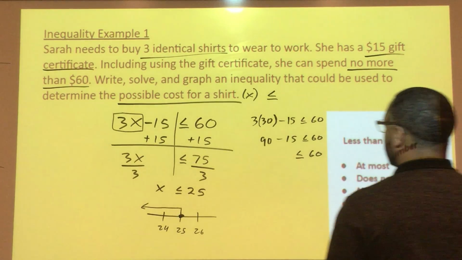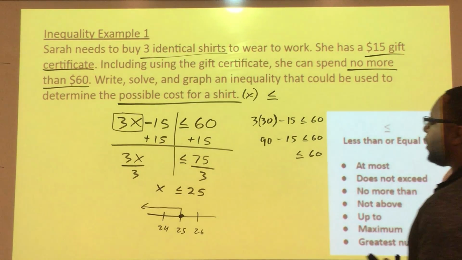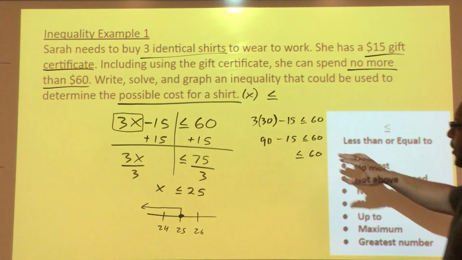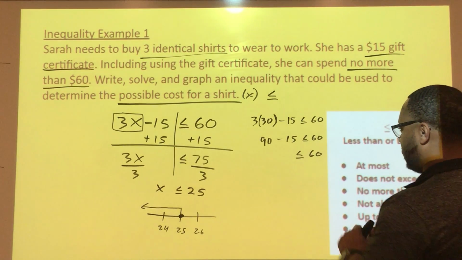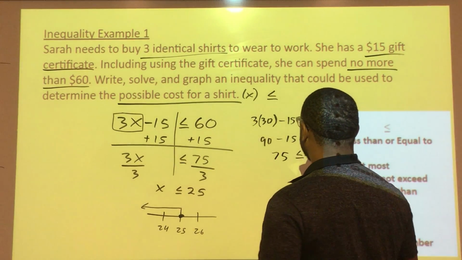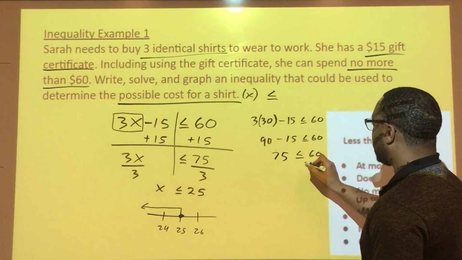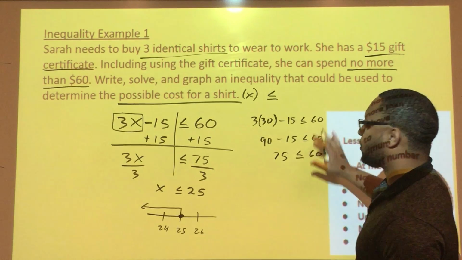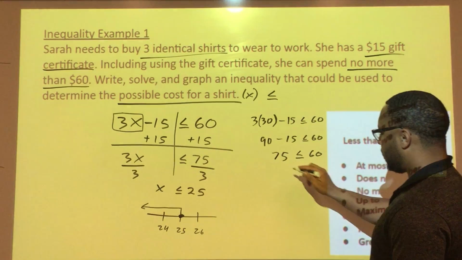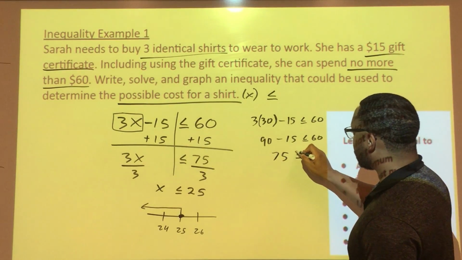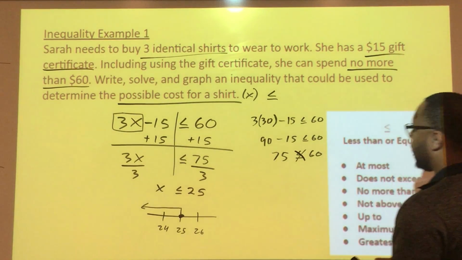So when we think about this, and again, it's very important that you just consider all aspects of this problem, okay? 90 minus 15. That's going to give me 75. Now, is 75 less than or equal to 60? It is not. And that's what I mean when I say consider all aspects of the problem. 75 is not less than or equal to 60, so this inequality is not true.